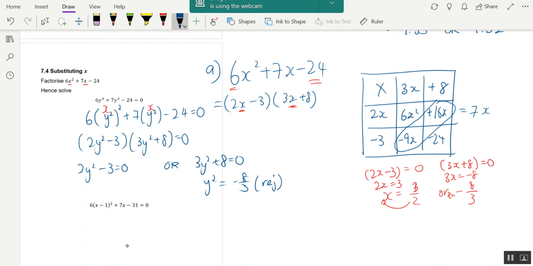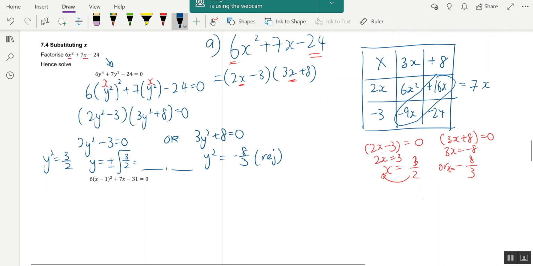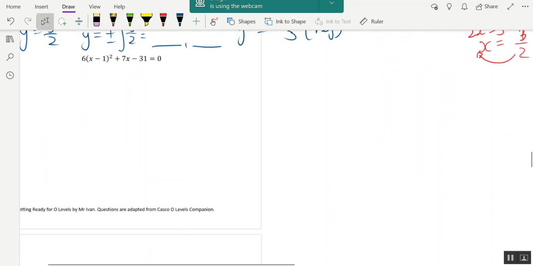Because when you square a number, the minimum of the square number is always 0. Then for this, we have y squared equals 3/2, y equals plus minus square root of 3/2. Write down your two answers. So in this case, you can see that they are almost similar, just replacing the x by the y squared, put it in the bracket, and then substitute the y squared into the x of the first part.